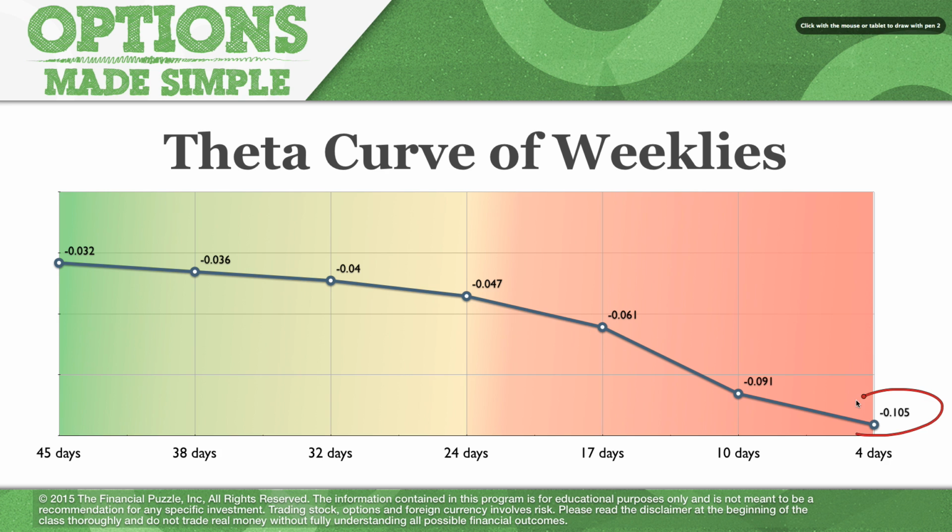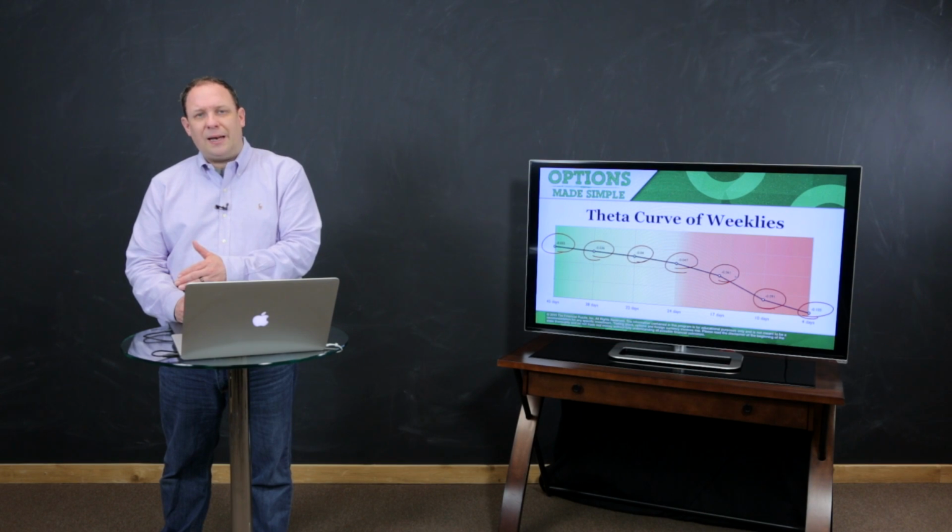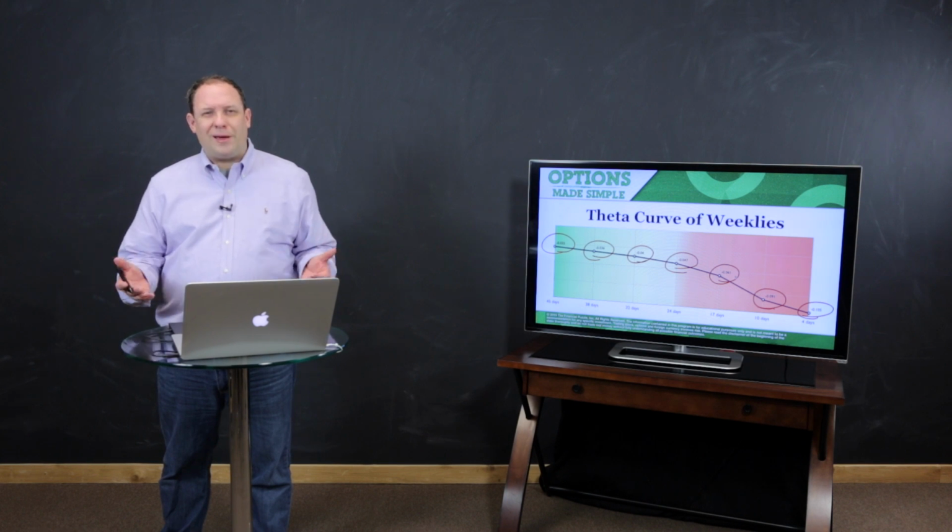4 days to expiration, we got 10 cents per day that we're losing. 10 days, we got 9 cents per day. So there you are in the last 2 weeks, and you're losing quite a bit. Now you go out to 17 days, you got 6.1 cents per day, and you got 4.7 cents if you go out 24 days. And you go out to 32, you're down to 4, down to 3.6, and out to 45 days, you're down to 3.2. So you see how that theta curve is really kicking in, kind of for the whole life of the weekly option. So that's one of the big downsides of the weeklies.